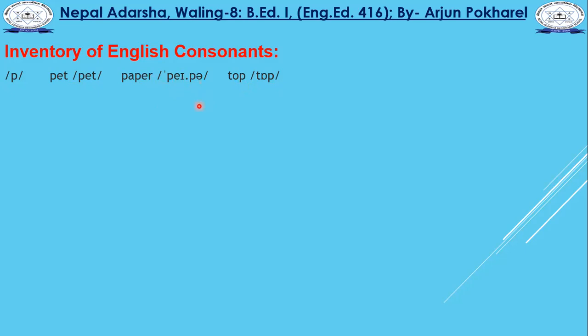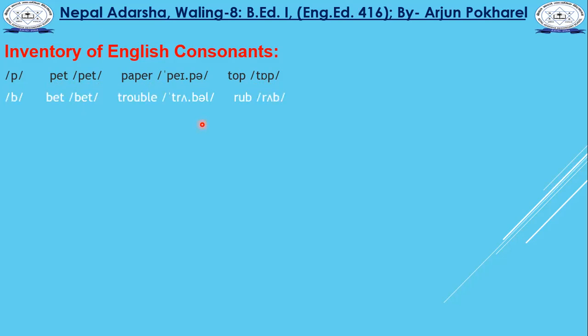Now it becomes easier for you because you have already studied vowel sounds, all monophthongs and diphthongs. That's why it becomes easier for you to produce the words of English. Paper, top. In this way, this is one inventory.